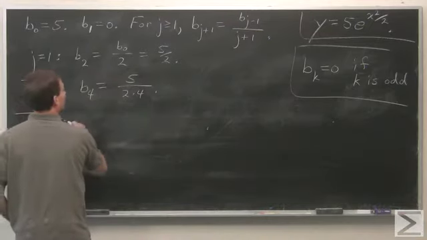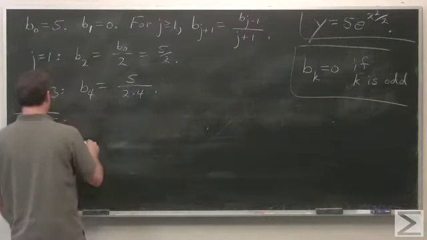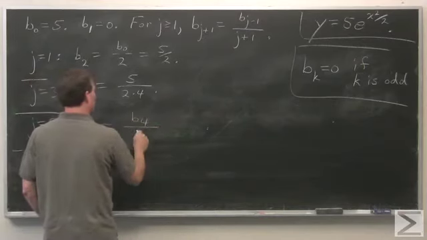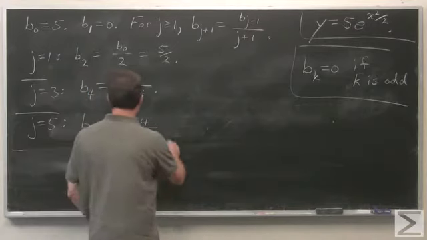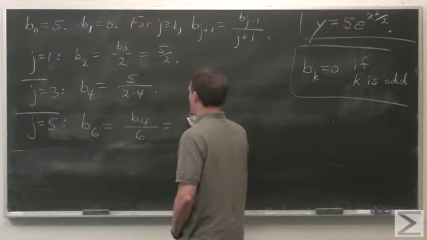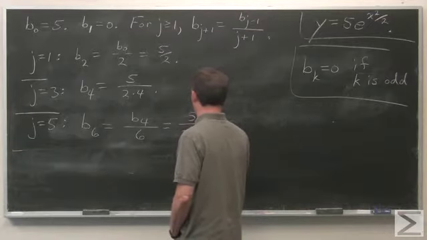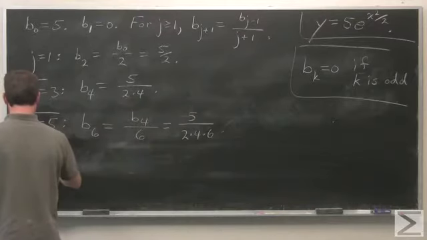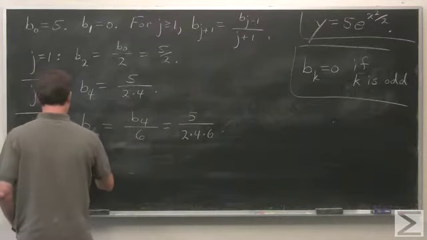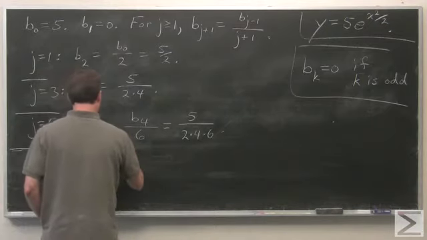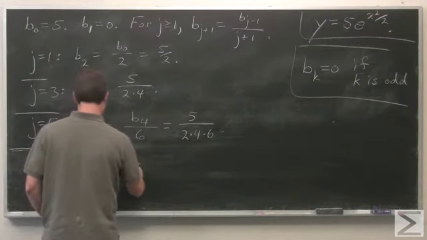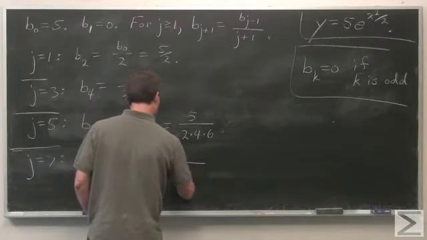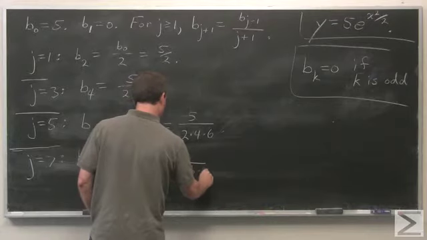When j is 5 in this formula, you would get b sub 6 equals b sub 4 over 6, so that it's 5 divided by 2 times 4 times 6. I'm going to do one more just to hopefully make the pattern blatantly obvious. When j is 7, you would get b sub 8 equals b sub 6 over 8. So you would get 5 divided by 2 times 4 times 6 times 8.